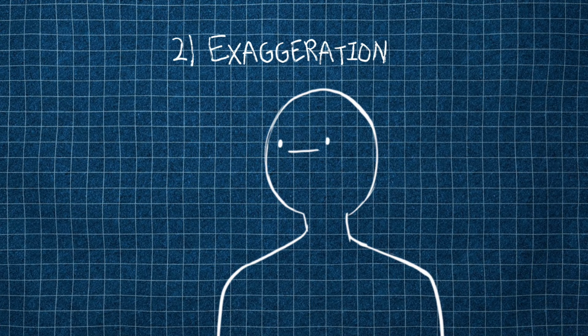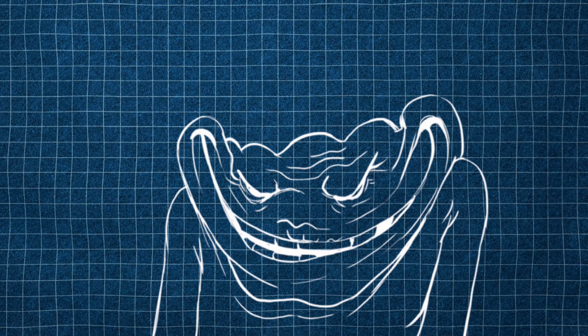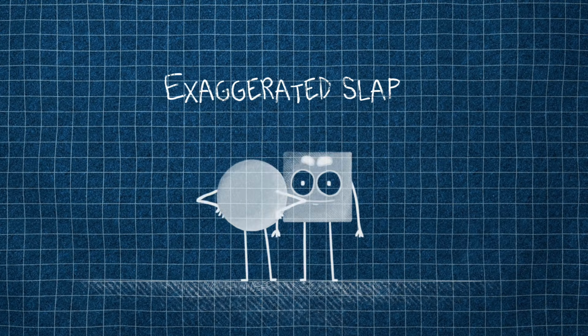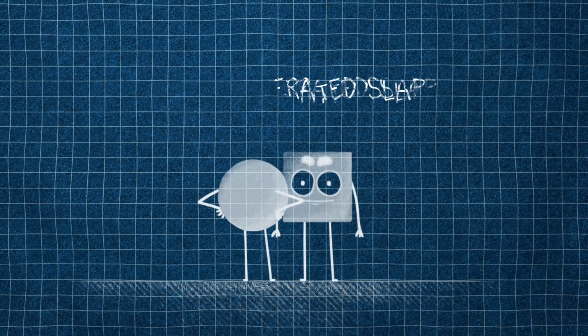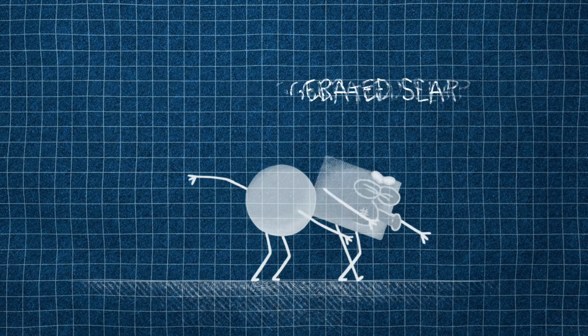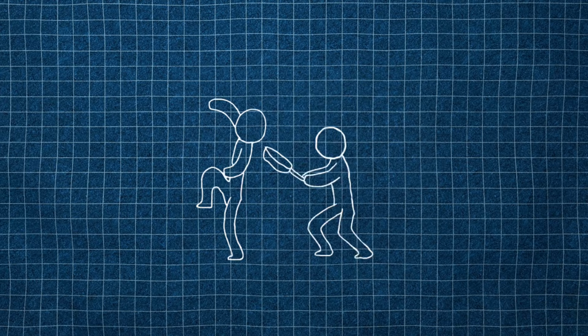Exaggeration is a technique used in animation staging to emphasize actions, expressions, or emotions. It's about pushing the boundaries of reality to create a more impactful or comedic effect. By exaggerating movements, poses, or facial expressions, animators can make the animation more dynamic, entertaining, and expressive.